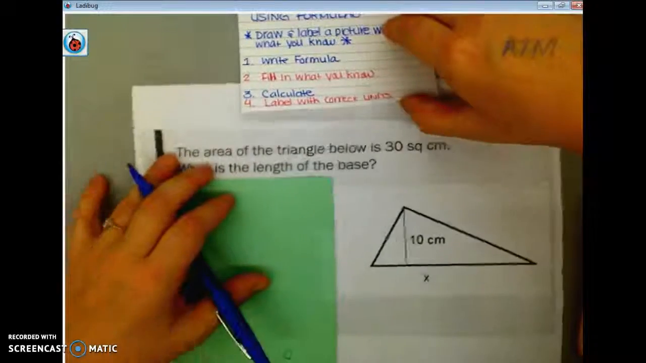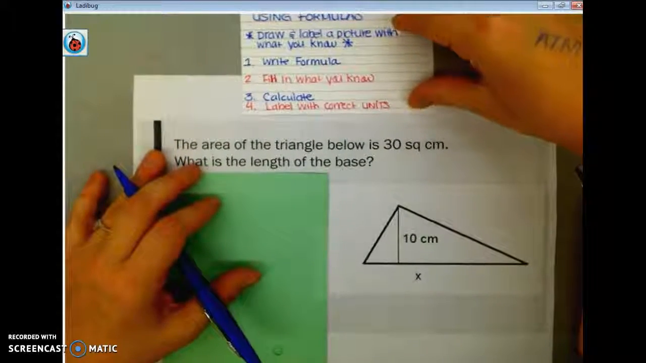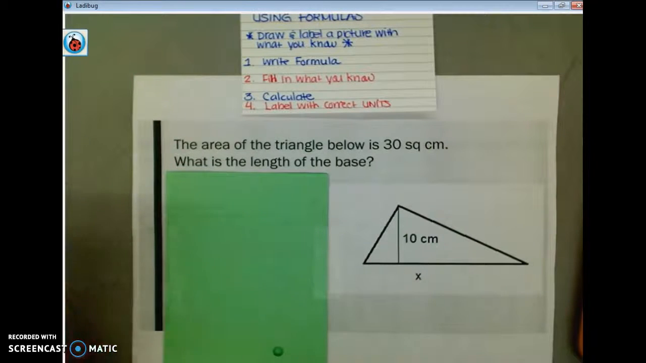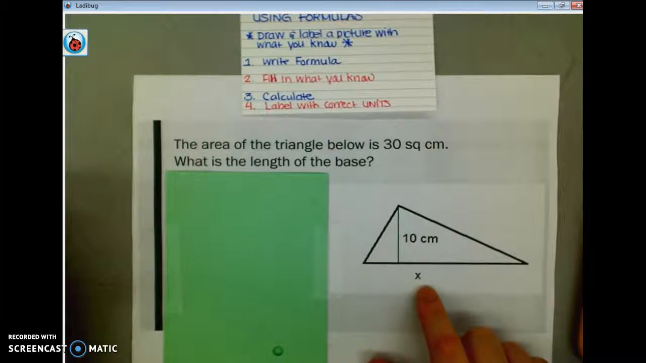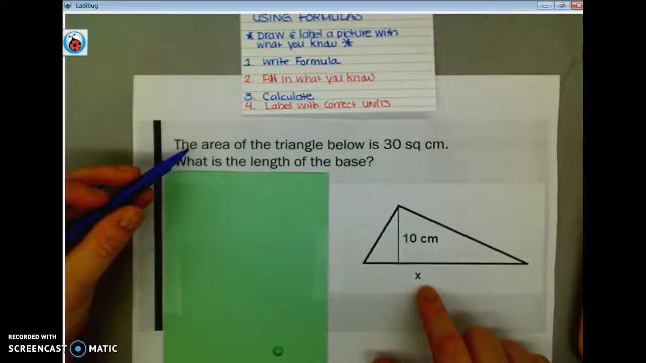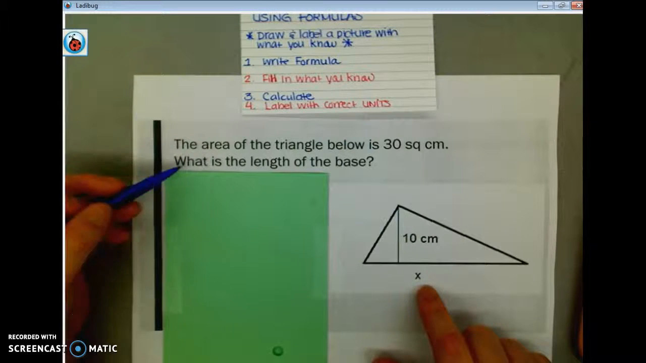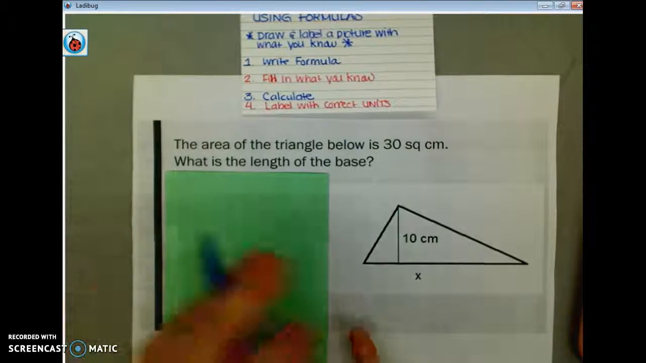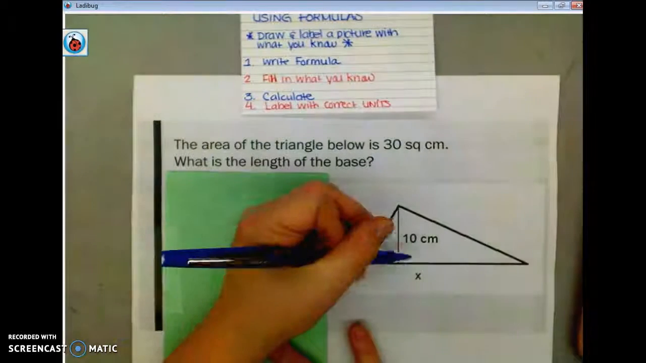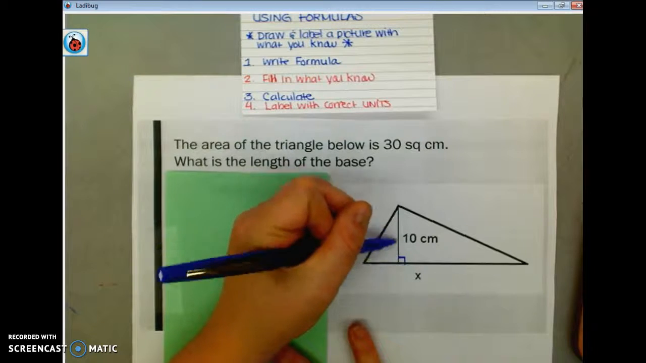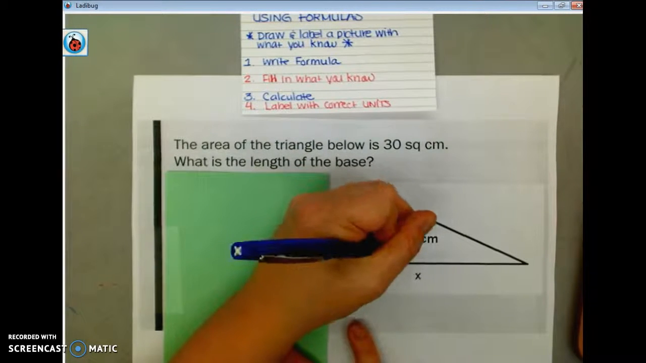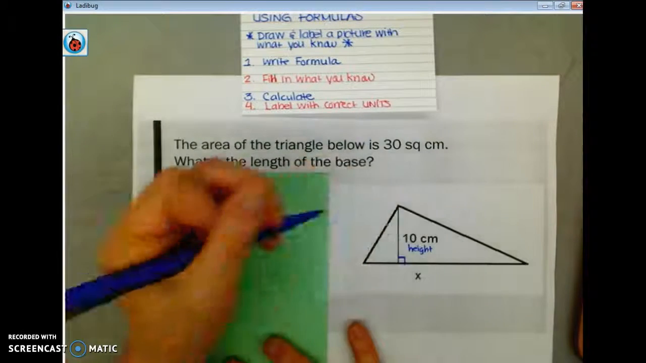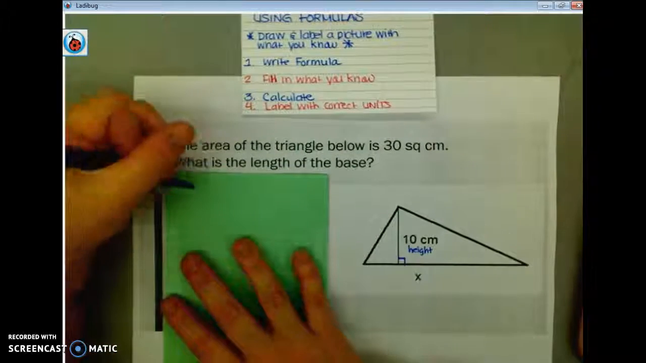And for our last example for working backwards is using the triangle one. Now the image has already been given here for us. The area of the triangle below is 30 square centimeters. What is the length of the base? All right, well, I'm going to make sure that I see that there's no other numbers, and I see that this is my 90-degree angle here, so this is my height.